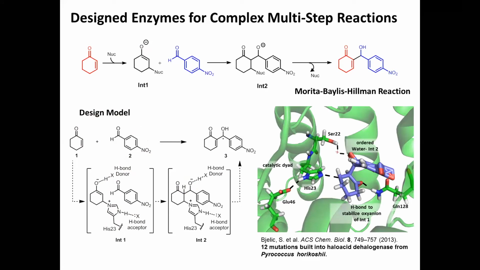100 designs, so this is work from David Baker's lab in terms of the computational design elements of it, what we found is an active catalyst which exploits this histidine 23 catalytic nucleophile. We have the glutamine 128, which is intended to be the first oxyanion hole. We've got an ordered water molecule bound through serine 22, which is intended to be the second hydrogen bonding donor.